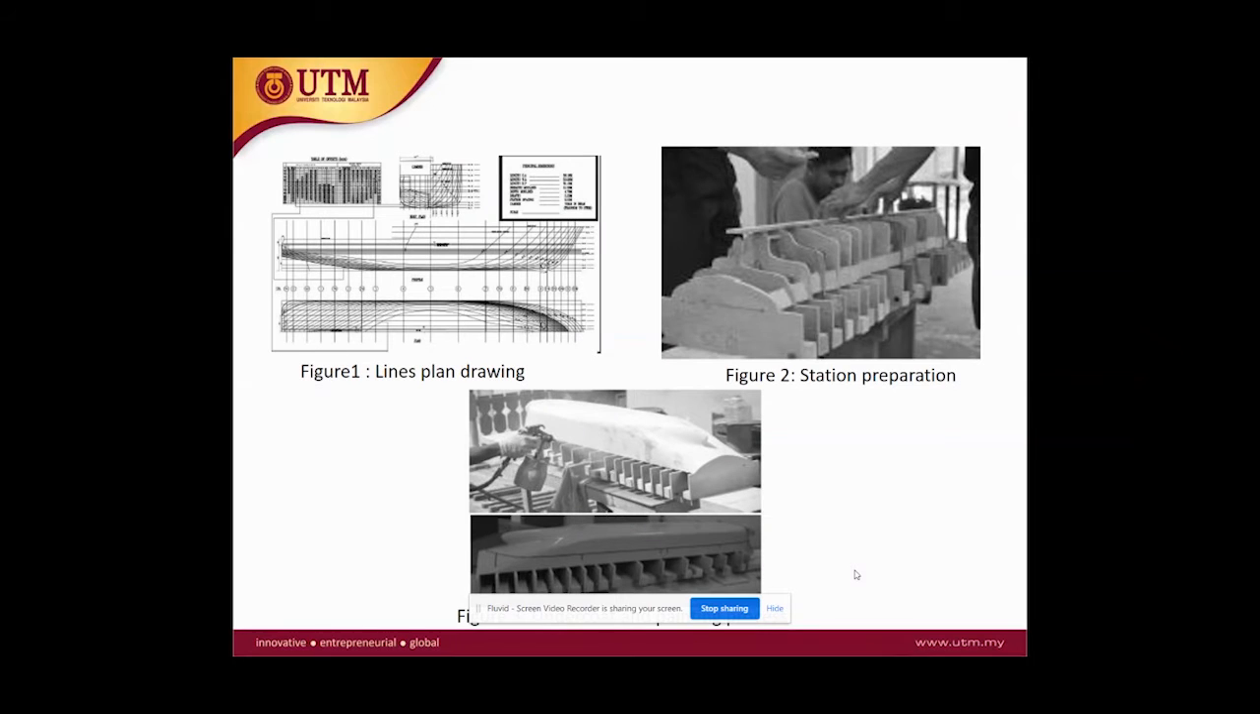marking process. Figure 1 is the picture of the lines plan drawing. Figure 2 is the station preparation for the ship model. Figure 3 is the painting and coating process for the ship model.